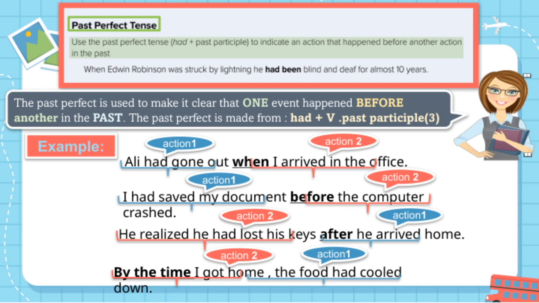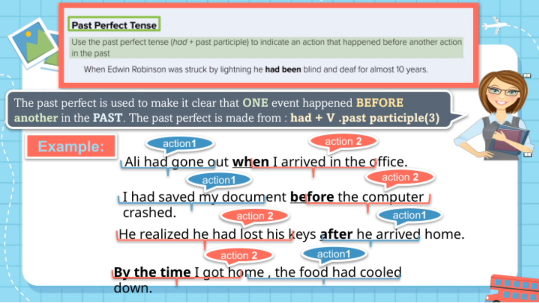Next, he realized he had lost his keys after he arrived home. In this case, losing the keys happened before he got home, and realizing it came afterward. Then there's, Ali had gone out when I arrived in the office. This indicates that Ali's going out was completed before my arrival.